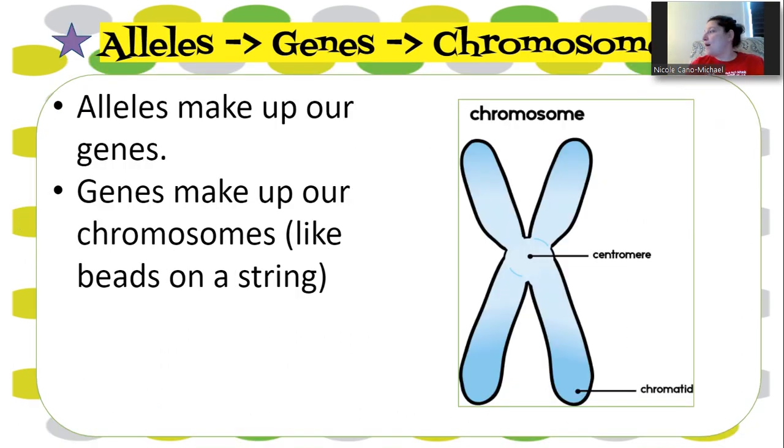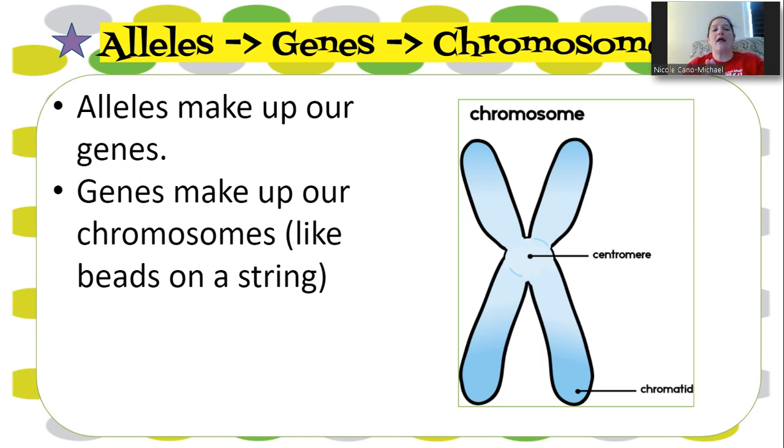All right, so this is your little flow chart. Alleles make up genes, genes make up chromosomes. So again, alleles always come in pairs. You get one set of alleles from mom, you get the other set of alleles from dad, and together they make a pair.